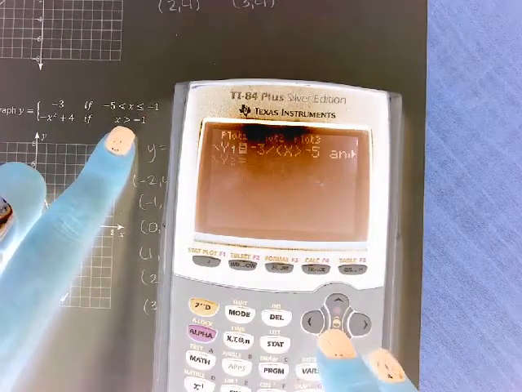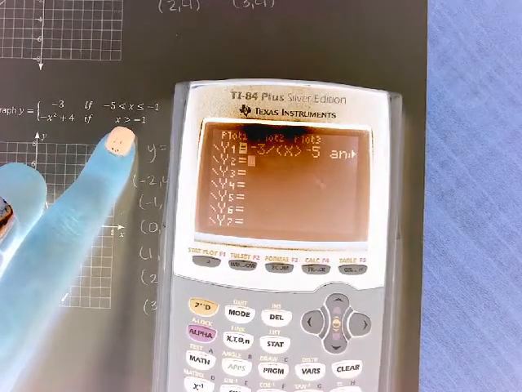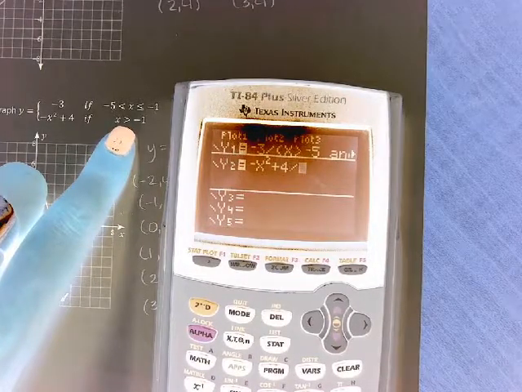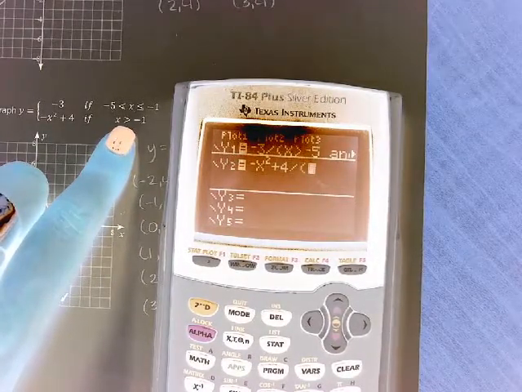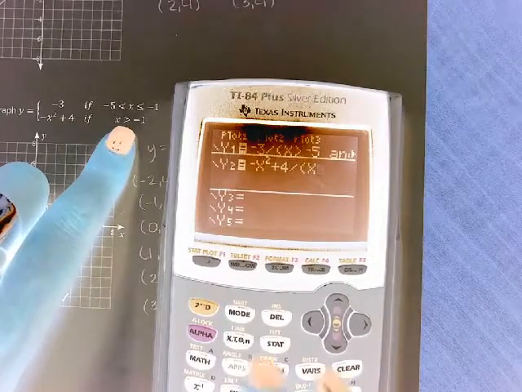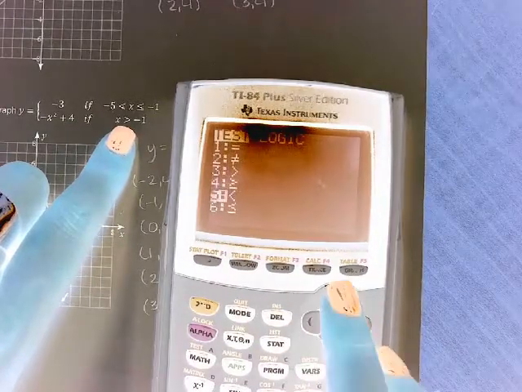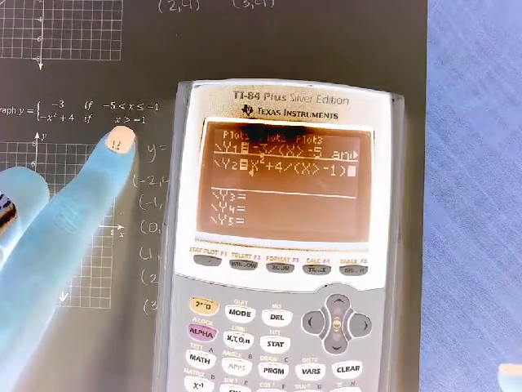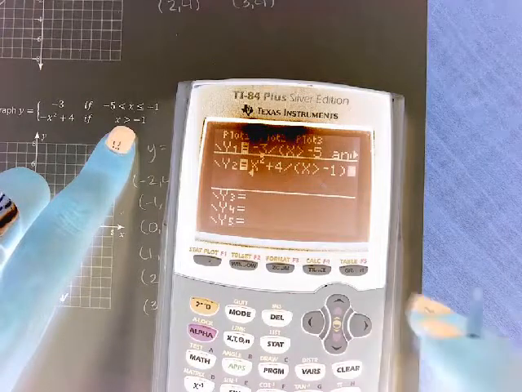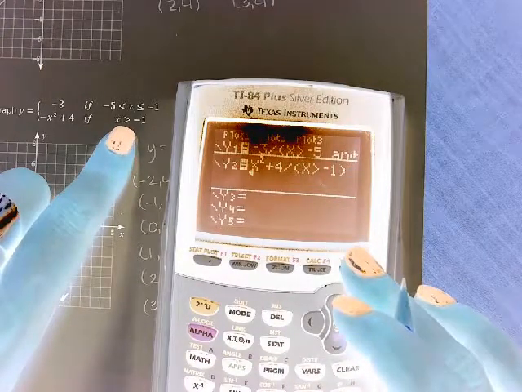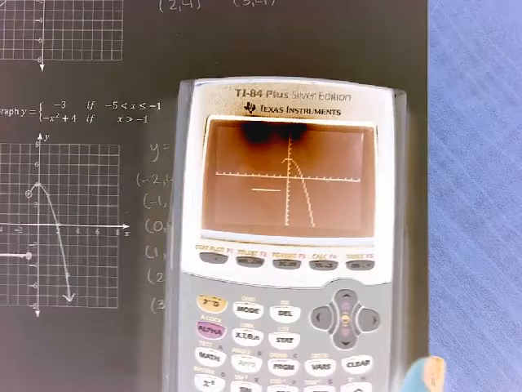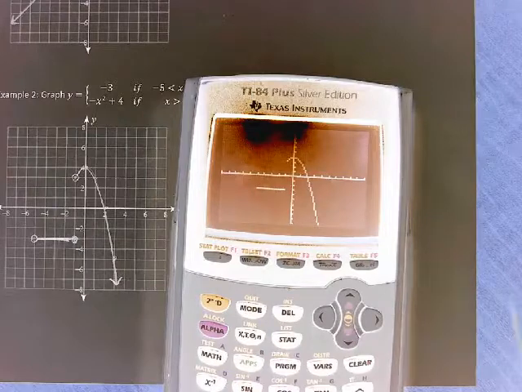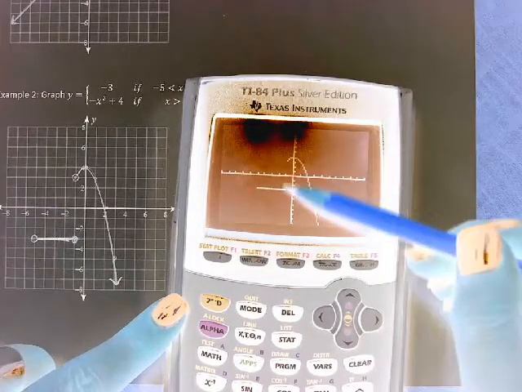And then we're going to go back up and we're going to go to y2, -x squared plus 4, and we're going to get x is greater than -1. So if you're not sure if you graphed something right, that's a good way to be able to go back and check.